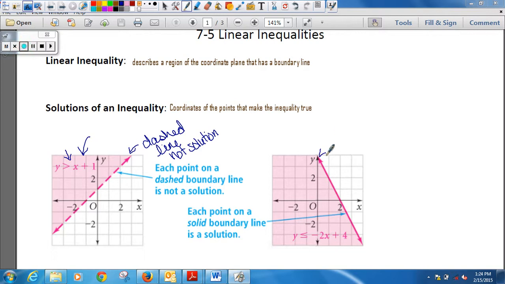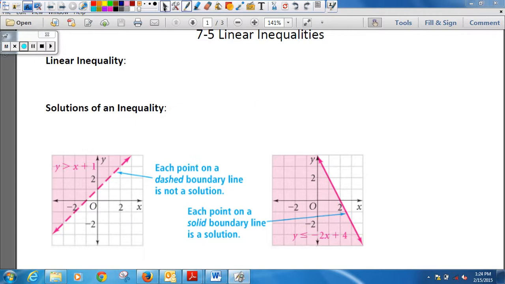Over here we have a solid line, and the reason we have a solid line is because this is less than or equal to, so that means the points on the line are part of the solution set.